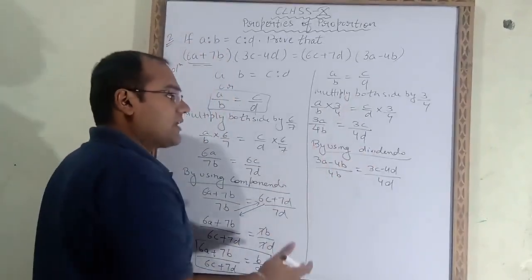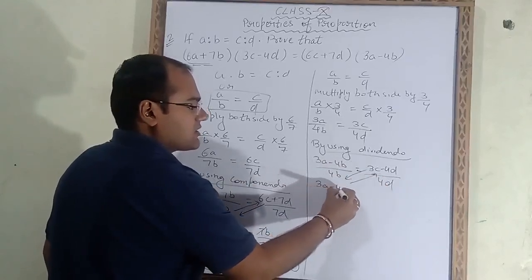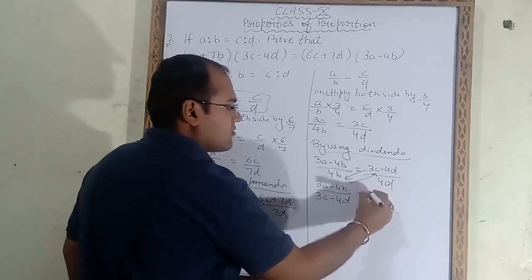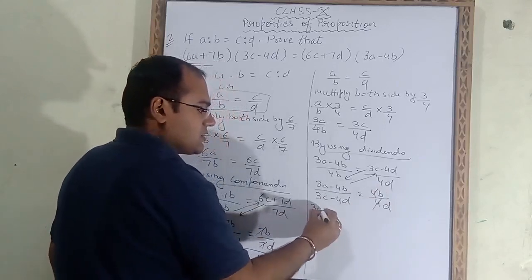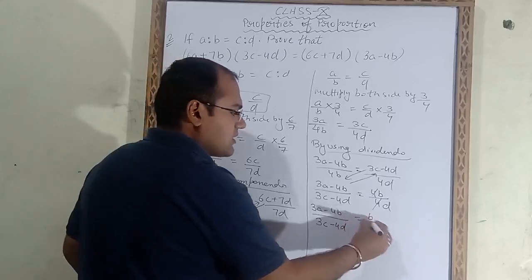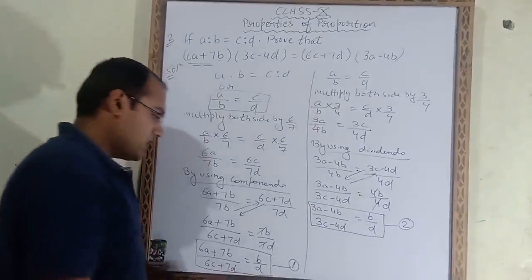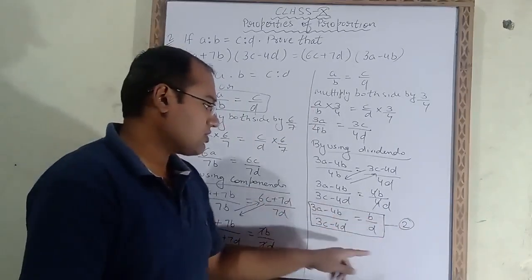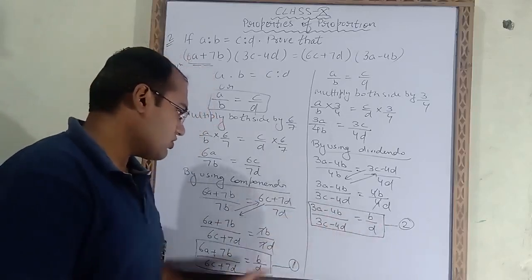Now next step, this you have to bring down and this term you have to bring upside. So (3a minus 4b) upon (3c minus 4d) is equal to 4b upon 4d. 4 and 4 get cancelled. So (3a minus 4b) upon (3c minus 4d) is equal to b upon d. This is equation number 2. So in equation 1 we got that the answer of this is b upon d. In equation 2 also we are getting that the answer of this is b upon d. So the answers of both these equations are the same.